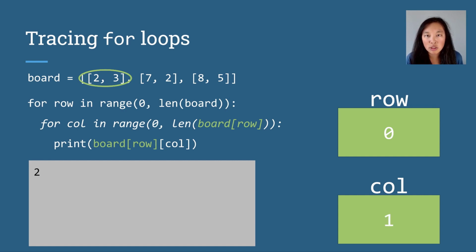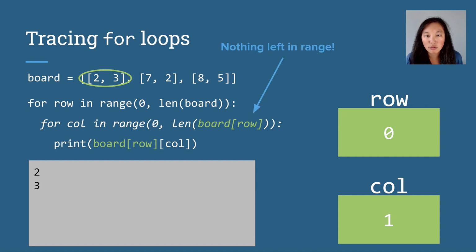So with that, we're going to go inside of that for loop again and print board row col. So again, board of row is this list that's circled in green, and the value of col is now 1. So we're going to get the item at index 1 in board row, which is this list 2, 3. So what is the item at index 1 in this list? It's going to be 3, so that gets printed out.